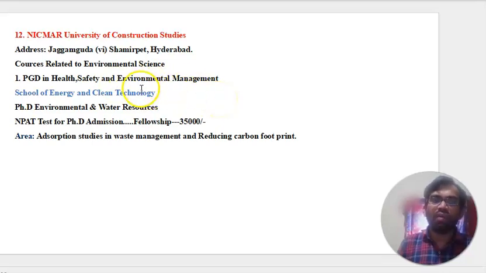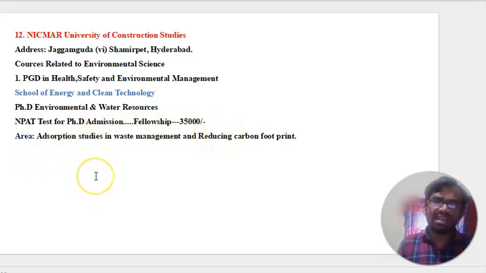There is a School of Energy and Clean City. They are offering a PhD in environmental and water resources, and the PhD has one entrance test with the NPAT, the National NECMOR PhD Admission Test. They are giving a fellowship of 35,000.